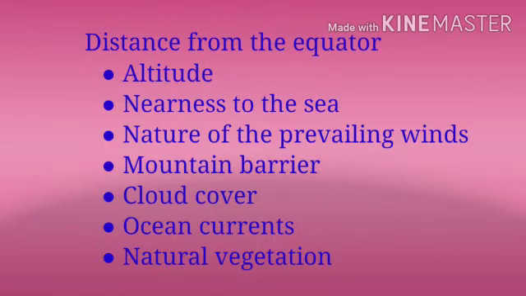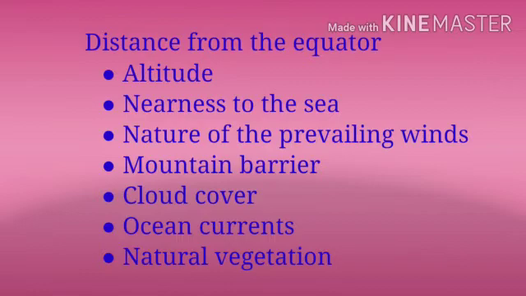Next, altitude. Altitude refers to the height above the mean sea level. The temperature decreases at the rate of 6.5 degrees Celsius per kilometer of height. This is called the normal lapse rate. So, places at higher altitude have a lower temperature.